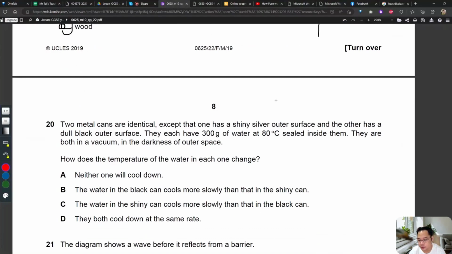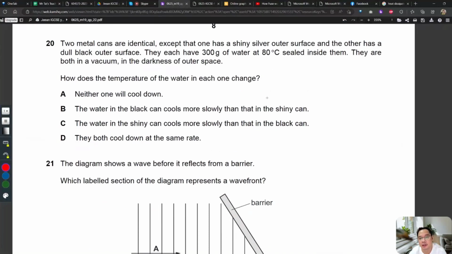Question 20. Hopefully, if we try hard enough, we can complete this paper. 40 questions in, there are 20 more questions to go in half an hour. Two metal cans are identical, except that one has a shiny silver outer surface and the other has a dull black outer surface. They each have 300 grams of water at 80 degrees Celsius sealed inside them. They are both in a vacuum in the darkness of outer space. How does the temperature of the water in each one change?